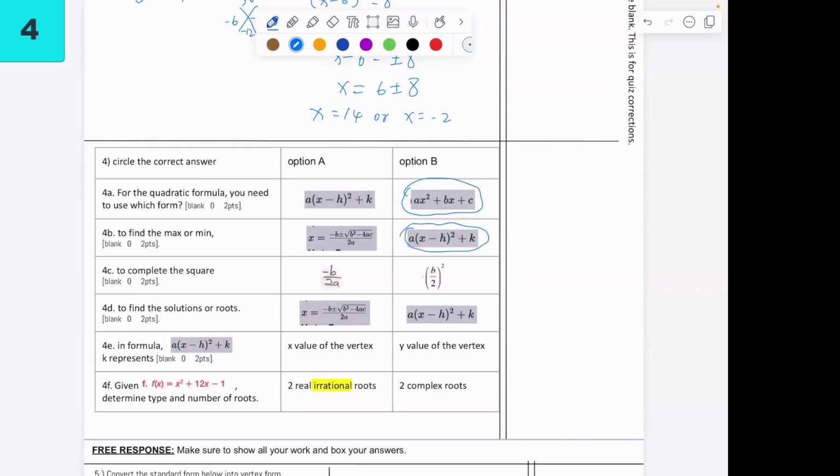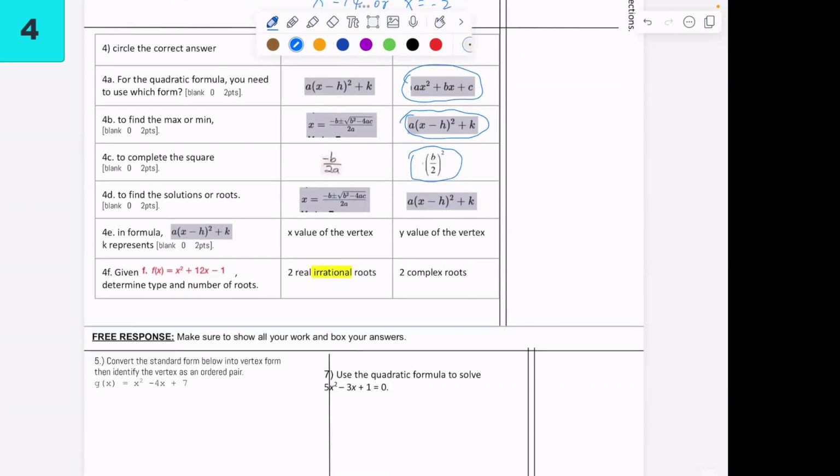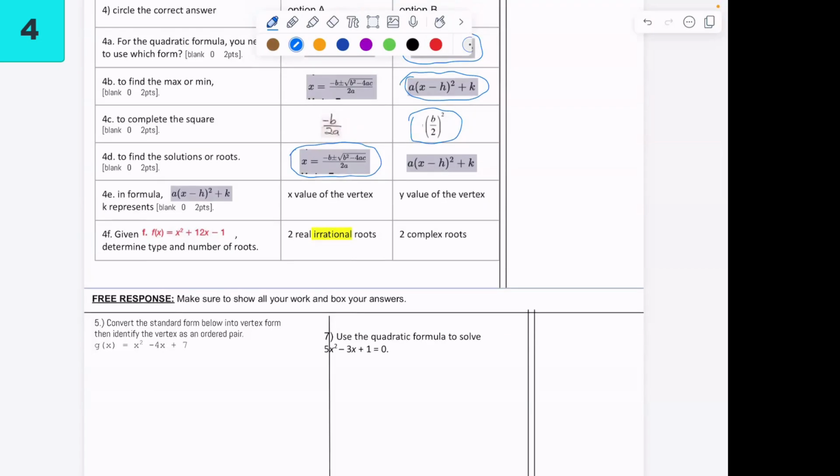Vertex form is actually this one, with only one parenthesis, okay? And to complete the square, we need to find b over 2 squared, right? Because we are taking half of b. To complete the square, we want to find b over 2 squared. And then to find the solution or roots, we can just use the big formula. So that's how we get the solution or the roots.